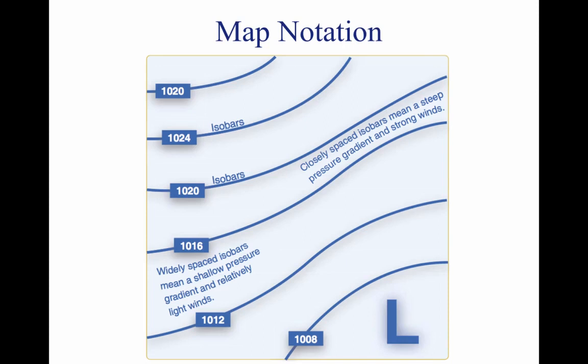For example, isobars that are closely spaced indicate a steep wind gradient, and strong winds prevail. Shallow gradients, on the other hand, are represented by isobars that are spaced far apart and are indicative of light winds. Isobars help identify low and high pressure systems, as well as the location of ridges, troughs, and cutoff lows, cols.